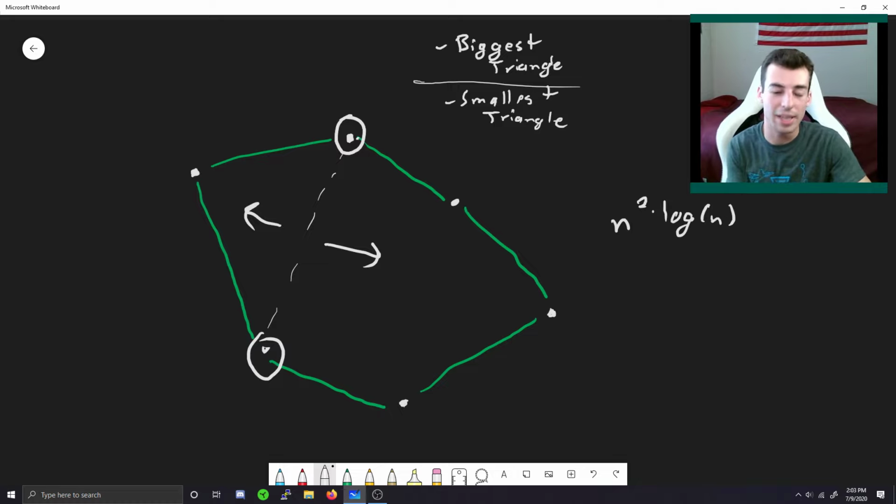And I assume that the n cubed is pretty obvious, so I won't talk about that. Basically, you can just brute force all triangles. That was the first way of doing it. Here's the second way, in this n squared log n.